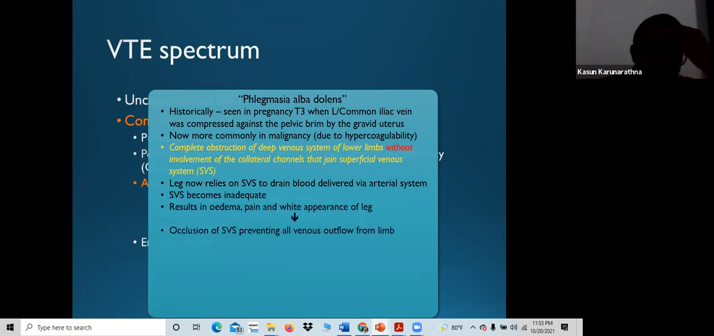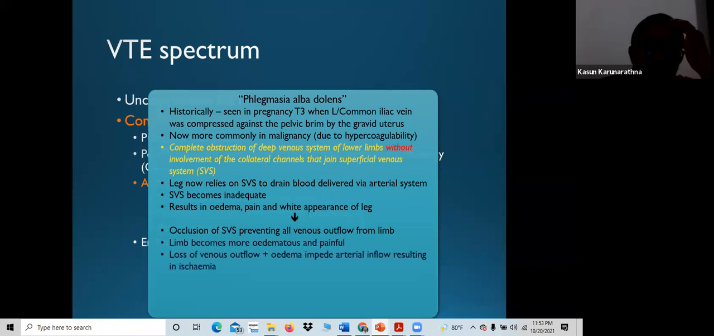In this setup, if you occlude the superficial venous system, it prevents all venous outflow and the limb becomes more edematous, painful, and this will further impede the arterial inflow, resulting in ischemia. That is the condition called phlegmasia cerulea dolens.